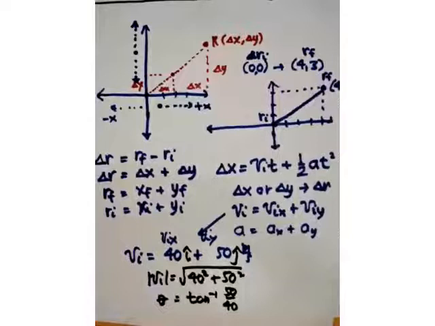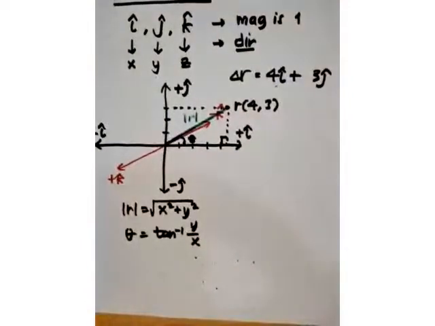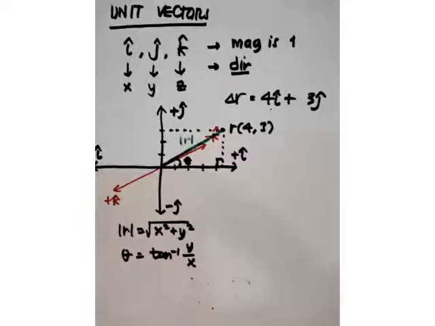Ayan. Ganon din pagdating sa acceleration, ganon din pagdating sa final velocity, at saka, of course, sa displacement. Okay? Kaya, yan lang naman ang role ng unit vectors. Pag-denote sila ng direction. Okay? May question?